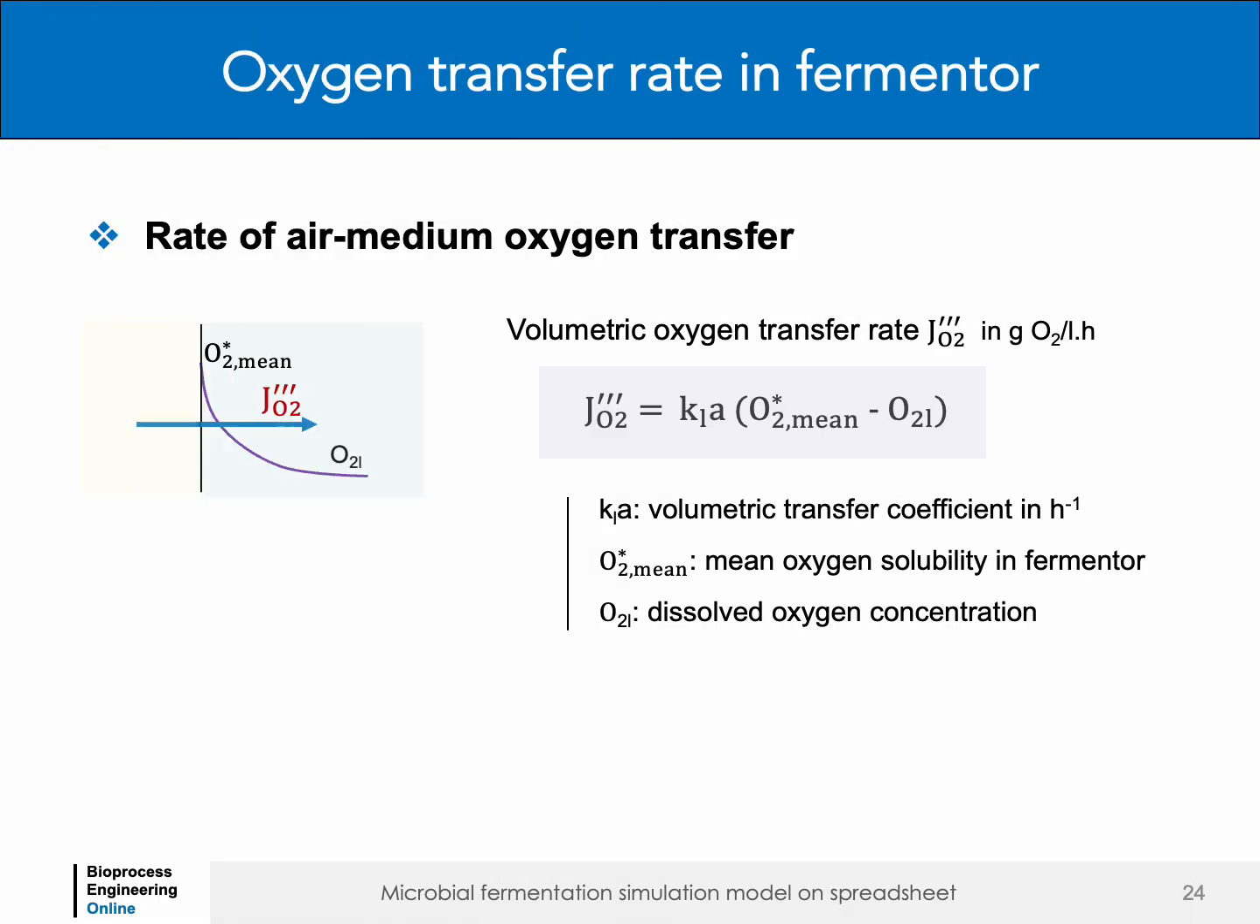Inside the fermenter, the volumetric oxygen transfer rate, J_O2, in gram oxygen per liter per hour from the gas phase to the liquid medium is described by the mass transfer equation J_O2 equals KLA times (O2* mean minus O2L), where KLA is the volumetric oxygen transfer coefficient equal to the product of the liquid side mass transfer coefficient KL and the specific interfacial gas liquid area A. O2* mean is the mean oxygen solubility concentration in the fermenter. O2L is the dissolved oxygen concentration in the bulk liquid phase.